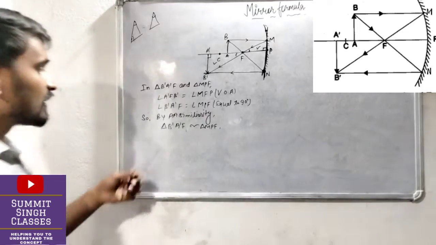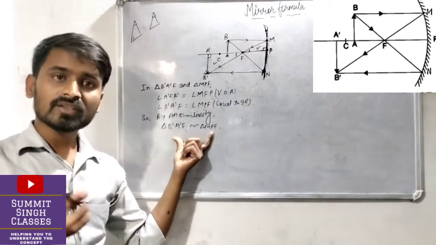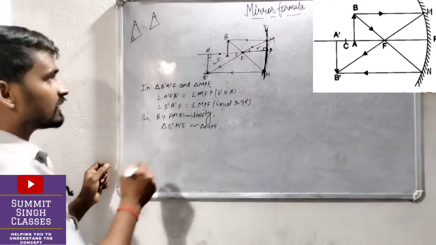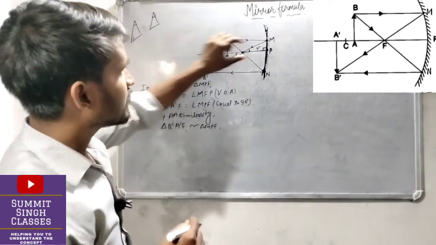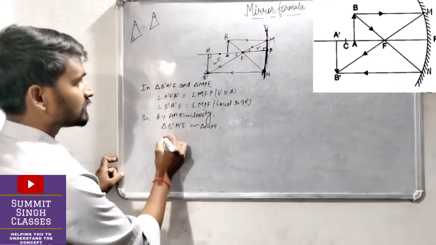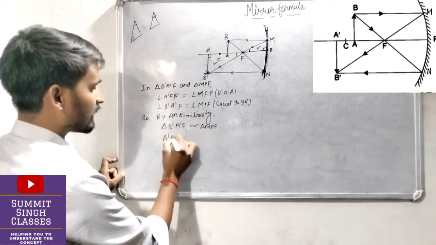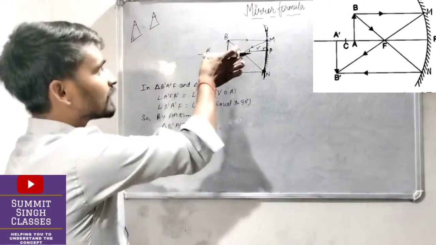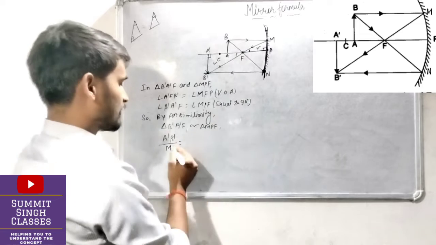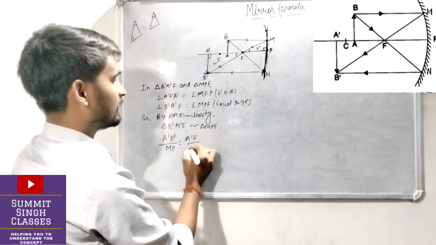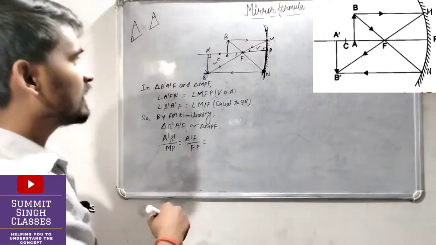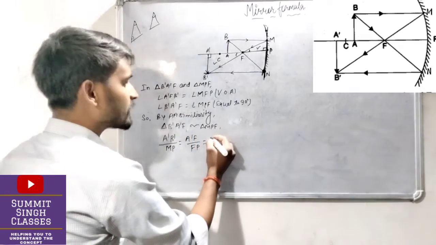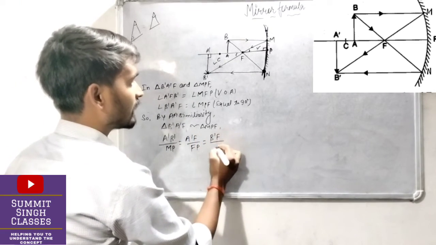If two triangles are similar, then their corresponding sides are in the same ratio. The corresponding side of A'B' is MP, so we can write A'B' by MP is equal to the other corresponding sides, A'F by FP. Also, B'F and MF are corresponding sides, so we can write B'F by FM.